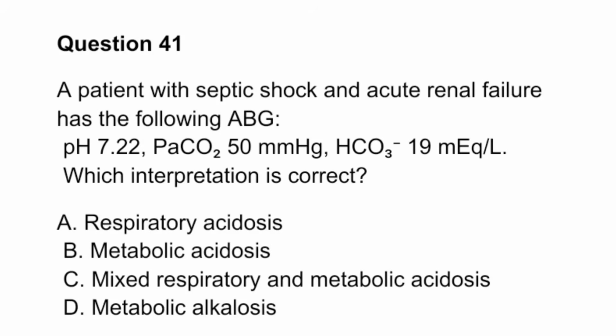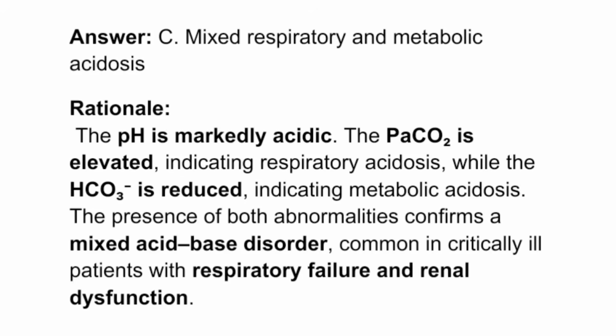Question 41. A patient with septic shock and acute renal failure has the following ABG: pH 7.22, PaCO2 50 mmHg, HCO3- 19 milliequivalents per liter. Which interpretation is correct? A. Respiratory acidosis. B. Metabolic acidosis. C. Mixed respiratory and metabolic acidosis. D. Metabolic alkalosis. Answer: C. Mixed respiratory and metabolic acidosis.